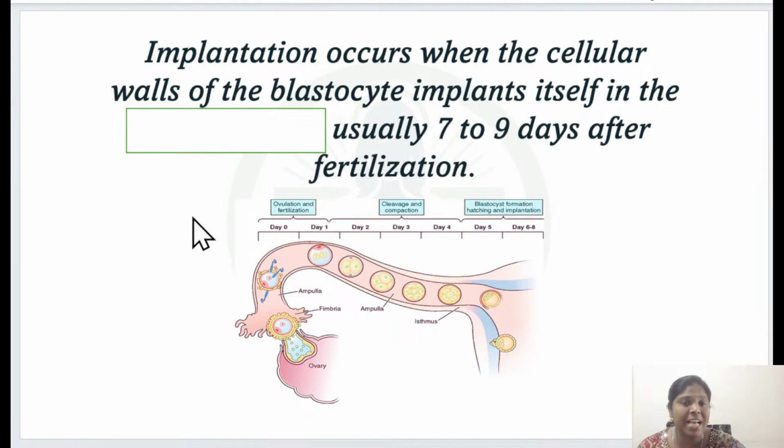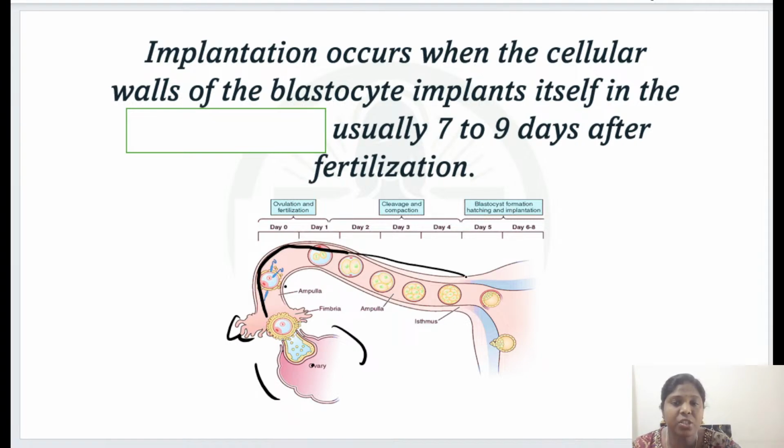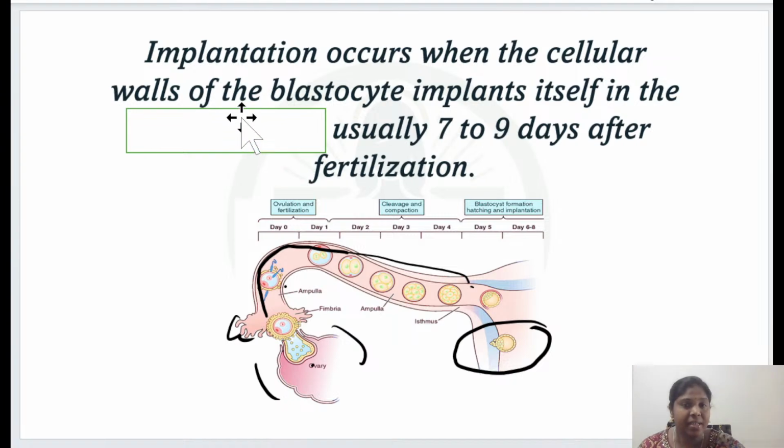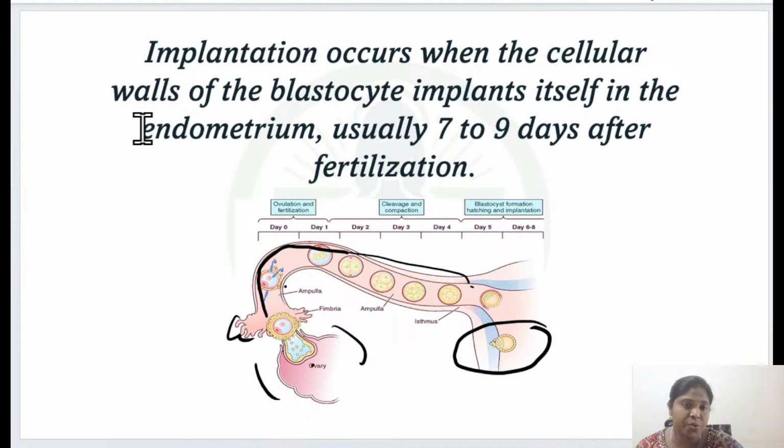So, where is the blastocyst going to implant? Can you see the ovary here? So, this is the ovary, right? This is the fimbrium part and it is traveling here. This is the ampulla region and it is traveling to the isthmus, and here the implantation is taking place. So, what is that called? Yes, that is called the endometrium or the decidua, correct.